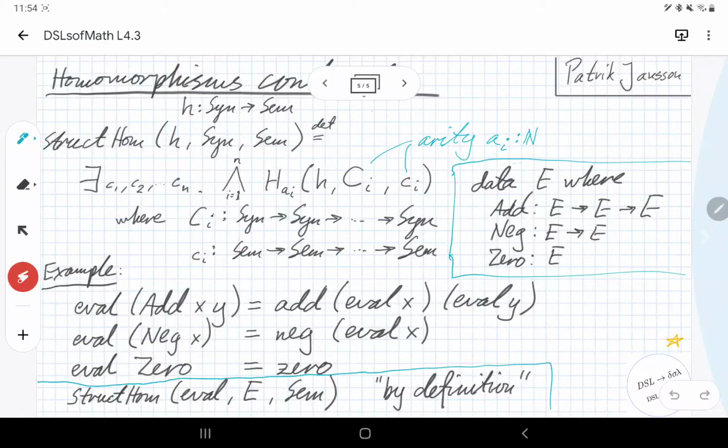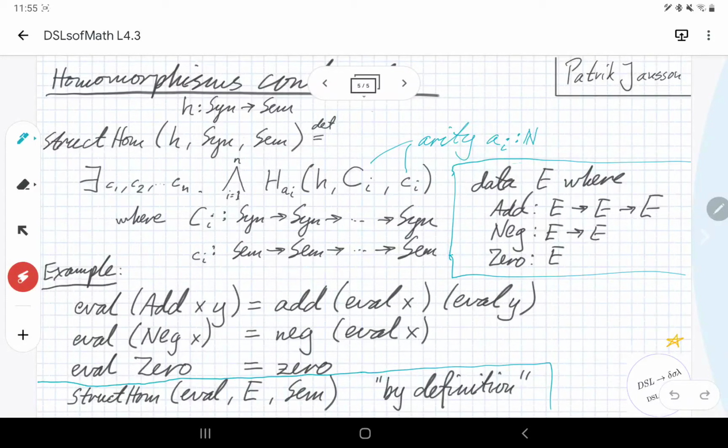Okay, let's make that a little bit more concrete. Let's take a data type E, where we have an add constructor, a negate, so unary minus, and a 0. I would admit that this data type is not very interesting, because as you might imagine, with the usual algebraic laws, we can add 0 and minus 0 together and so on, and we can't actually get any other value than 0. But just to keep the example clean and simple here, we could certainly add other constructors later.